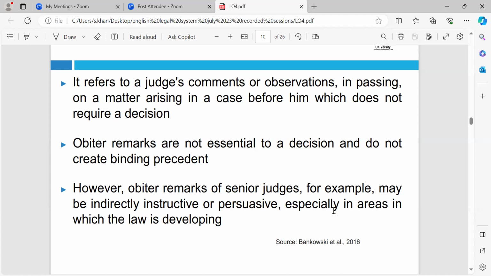As we mentioned, the courts are not bound to follow comments made obiter in earlier rulings, but they are very useful when judges are considering cases. An example of obiter dicta is if a court dismisses a case due to the lack of jurisdiction and offers opinions on the merits of a case, then these opinions constitute obiter dicta.